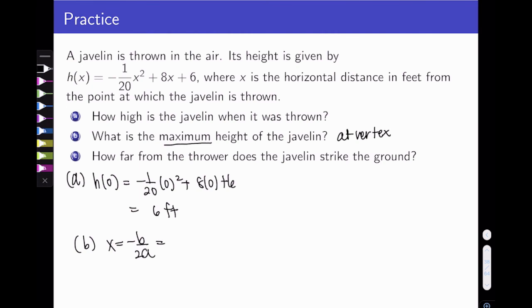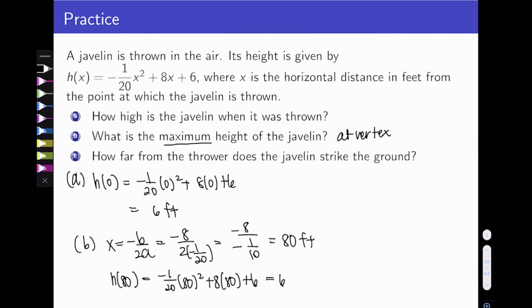And so we get negative 8 over 2 times negative 1 over 20. So we're looking at negative 8 over negative 1 over 10, and if we multiply by the reciprocal of the denominator, we end up with positive 80 feet horizontally. But we weren't asked how far it travels horizontally. What we wanted to know is what is the maximum height of the javelin, which will occur at this horizontal distance. And so what we want to do is actually plug the 80 back into the function.